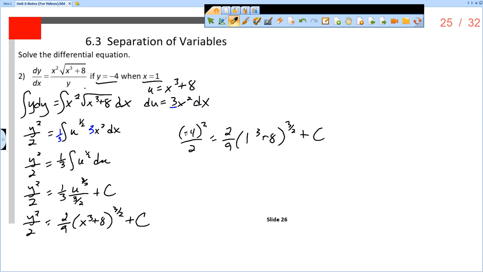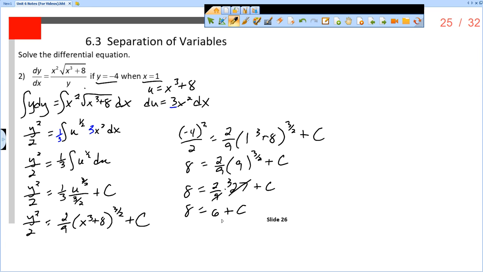So now we're trying to find the value of c. (-4) squared is 16, over 2 is 8, equals 2/9 times 1 cubed plus 8, which is 9, to the 3/2, plus c. What does 9 to the 3/2 mean? It means the square root of 9, cubed. I always do the root first, so I get 3, and then I cube it. So 2/9 times 3 cubed, which is 27, plus c. 27 and 9 reduce to give us just 3. So this is 8 equals 6 plus c. Subtract 6, so c is equal to 2.